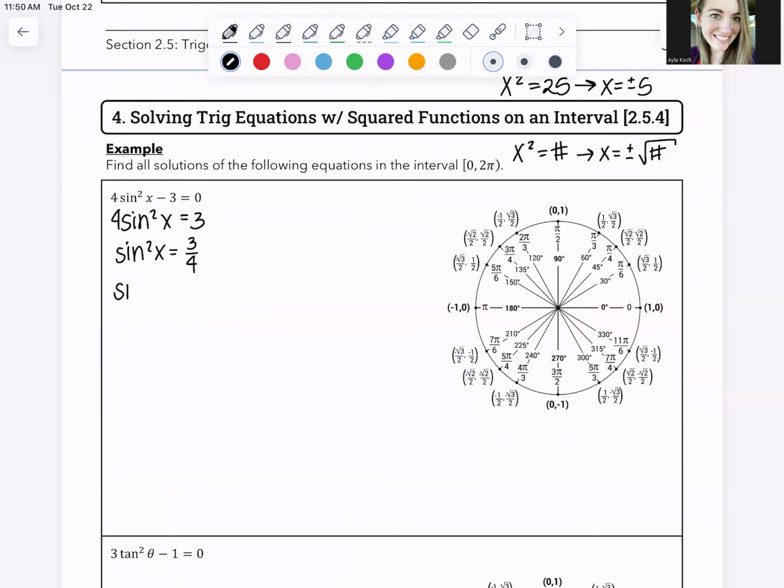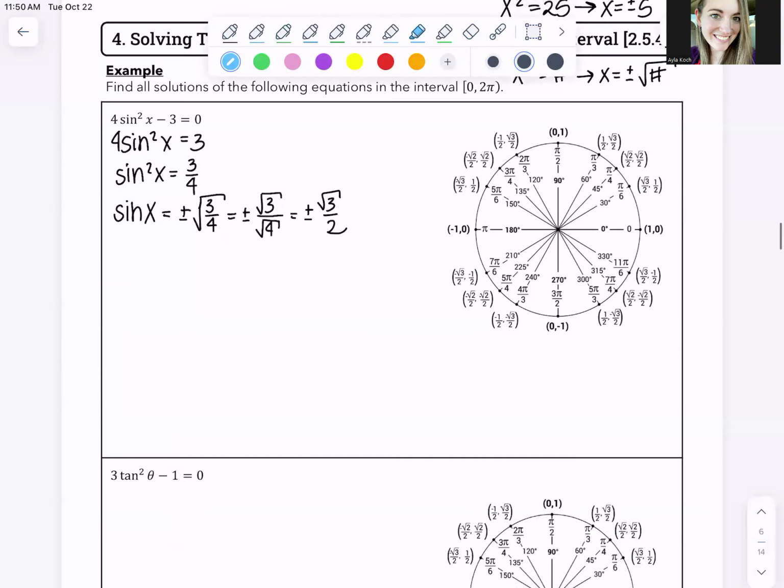So over here, taking that square root on both sides to get rid of this square, we have sine x is equal to plus or minus the square root of 3/4. We can distribute that square root on the top and bottom. And this simplifies to plus or minus square root 3 over 2. Now, there are two different ways we can look at this. The first way we can look at it is as a dual equation, right?